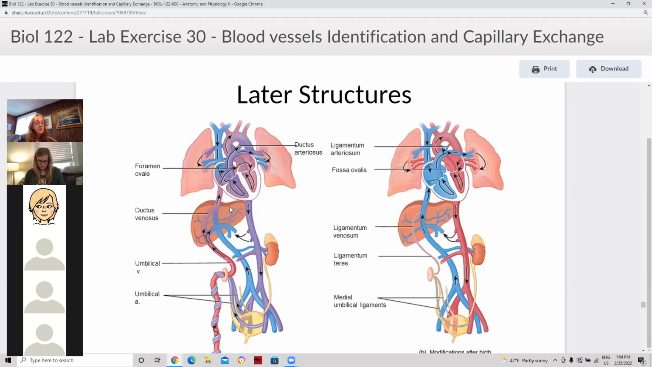The ductus venosus becomes the ligamentum venosum. The umbilical vein becomes the ligamentum teres. The umbilical arteries become the medial umbilical ligaments.